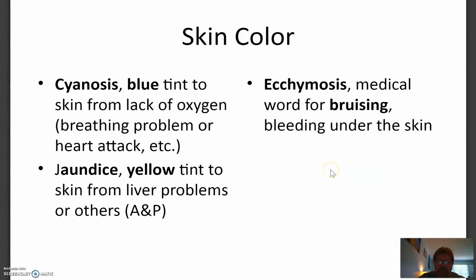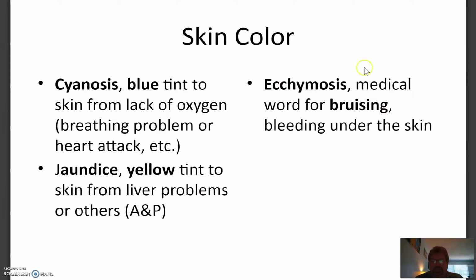Skin color often is a key to disease. For example, cyanosis is blue. All of these are important to learn. It's from a lack of oxygen, like a breathing problem or someone having a heart attack, for example, perhaps. So the lips and the nail beds will start getting blue first, and then the overall body will. Jaundice is a yellow tint from the skin. There are different causes for it, but it's most often associated with liver problems.